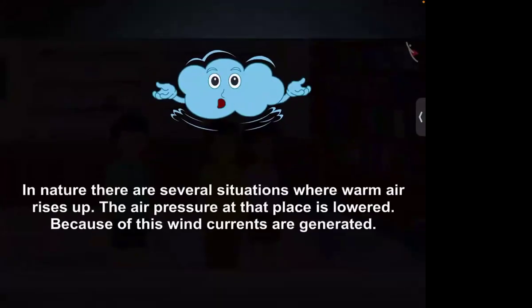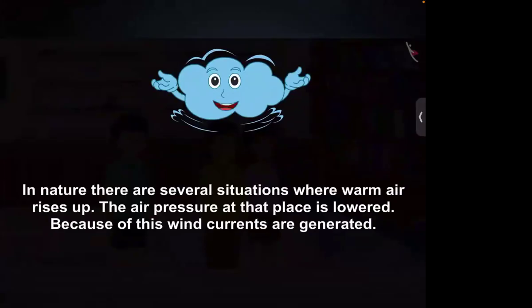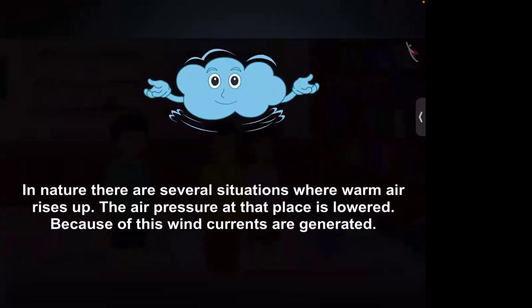In nature, there are several situations where warm air rises up. The air pressure at that place is lowered. Because of this, wind currents are generated. All of you also peep outside your windows. Look if you also see a storm coming. I change my flow and speed frequently. We shall learn more about this in the next video.